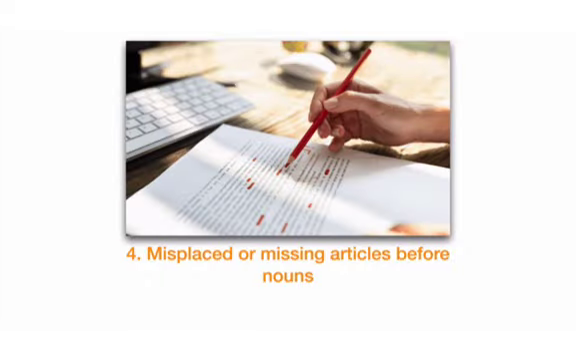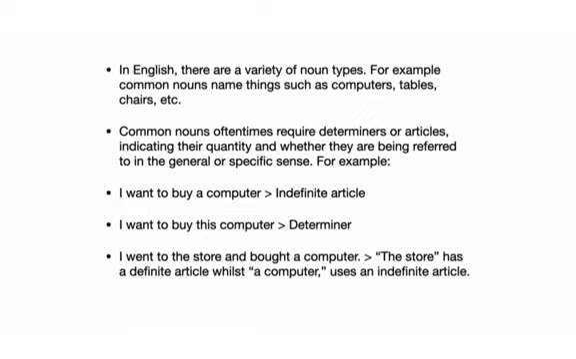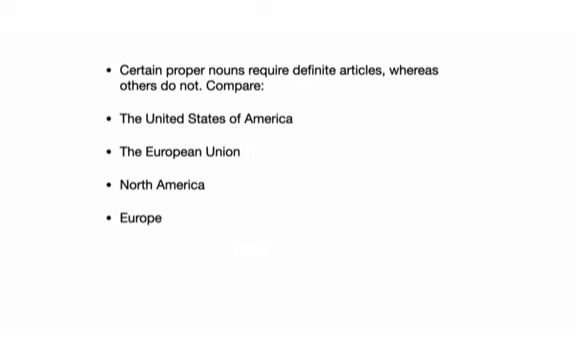4. Misplaced or missing articles before nouns. In English, there are a variety of noun types. For example, common nouns name things such as computers, tables, chairs, etc. Common nouns oftentimes require determiners or articles, indicating their quantity and whether they are being referred to in the general or specific sense. For example, I want to buy a computer, indefinite article. I want to buy this computer, determiner. I went to the store and bought a computer. The store has a definite article whilst a computer uses an indefinite article. Certain proper nouns require definite articles, whereas others do not. Compare the United States of America, the European Union, North America, Europe.